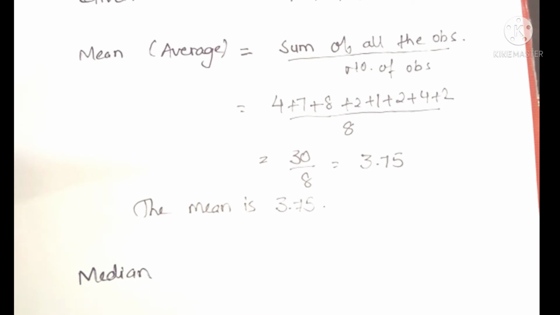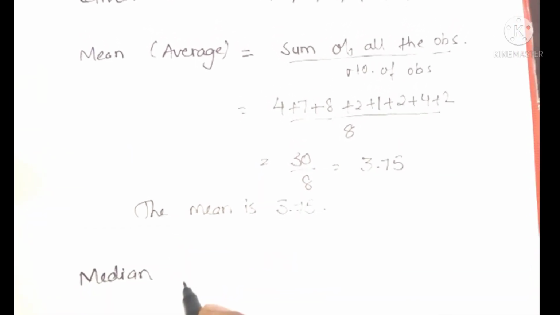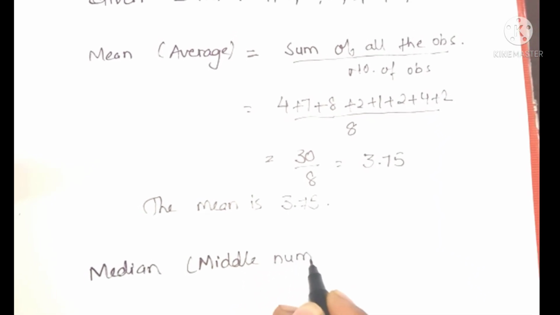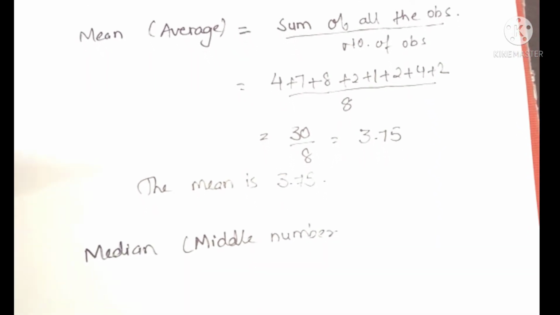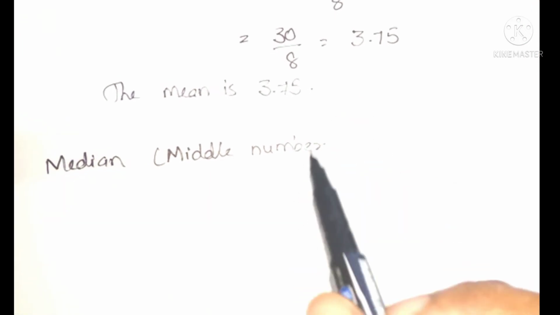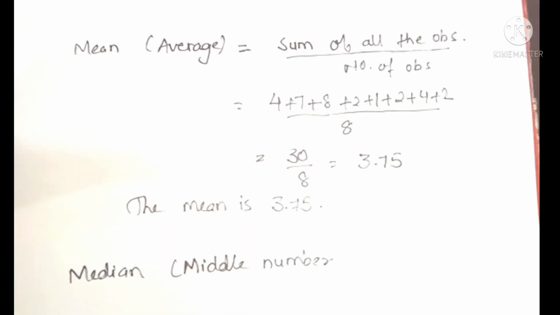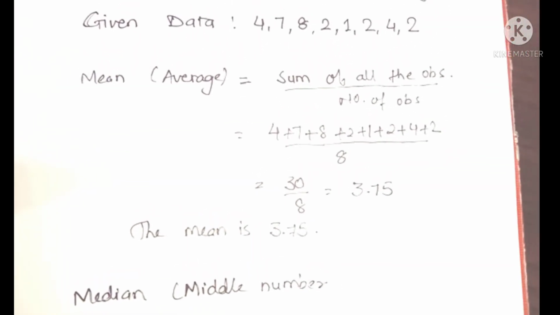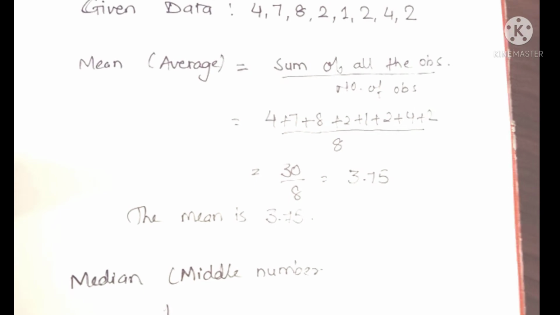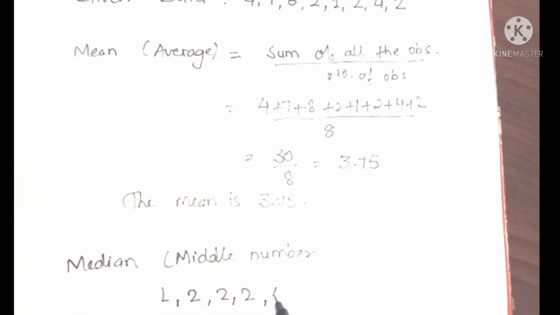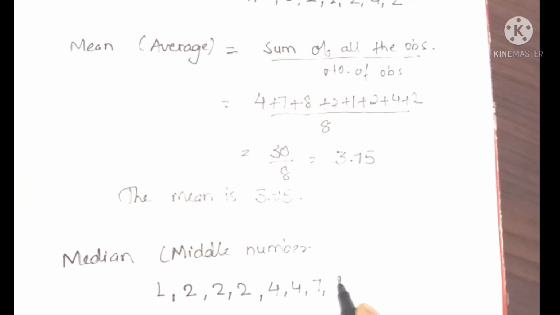Let us find out the median. Median means the middle number. The first step is to put the numbers from smallest to the biggest, or we can say in ascending order. So let us arrange the numbers in ascending order. So we have the numbers 1, 2, 2, 2, 4, 4, 7, 8.